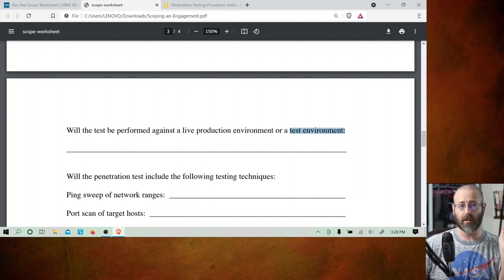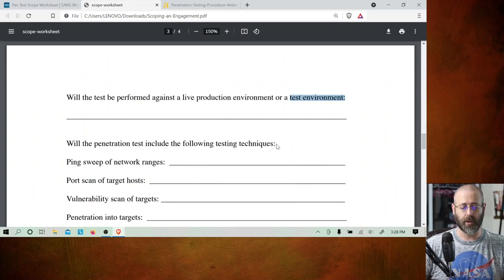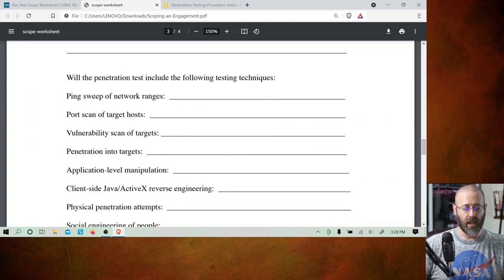I would go as far as to add "or both," and then we put in here "both live and test environments," and then give some sort of indicator that these are those systems or those environments. And I would slap that in there. It's pretty straightforward.